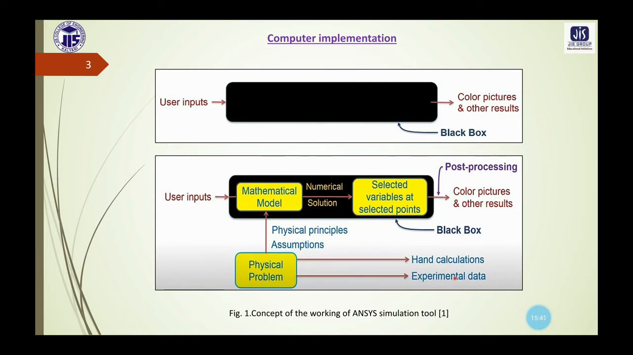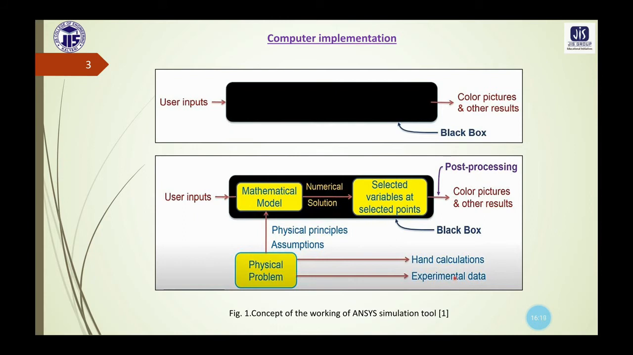It means this simulation tool will not calculate all the variables directly. It will actually calculate selected variables at selected points, and at the post-processing part some color pictures and some other results, it may be in graphical form, or color pictures, meaning some contour plots. So these are the things that we will find or achieve at the post-processing part.